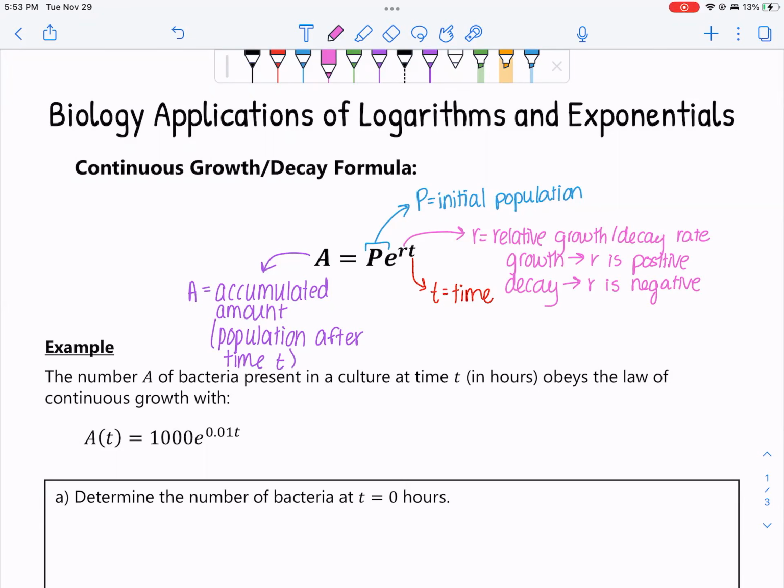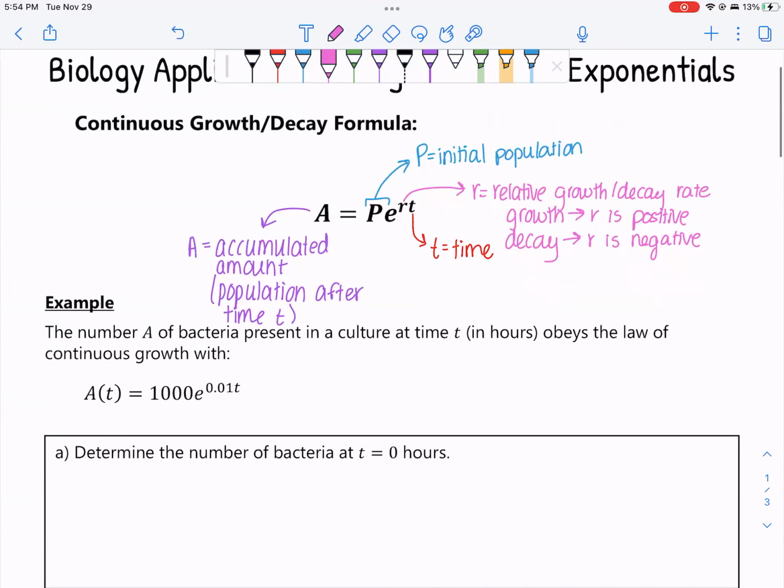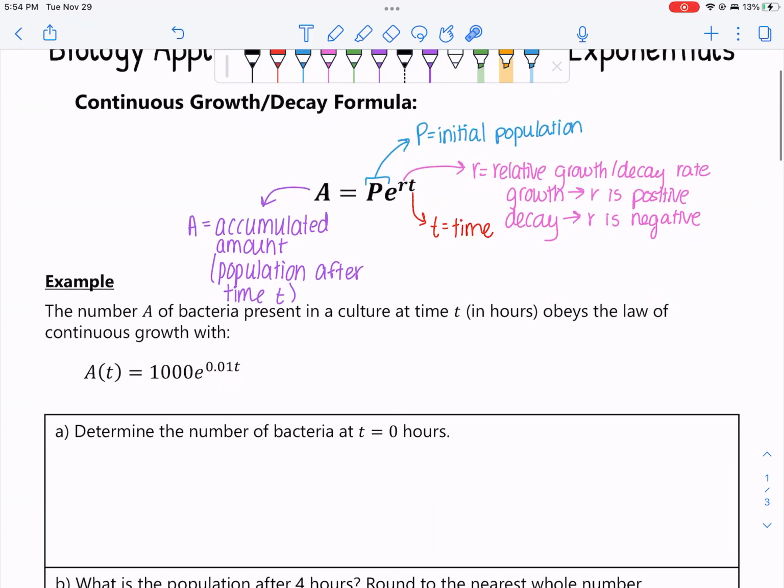Okay. So let's go ahead and do some examples. The number A of bacteria present in a culture at time T in hours obeys the law of continuous growth with this formula. This function, A of T is equal to 1,000 e to the 0.01 T. Determine the number of bacteria at T equals 0 hours. T equals 0 hours is going to be the initial population.